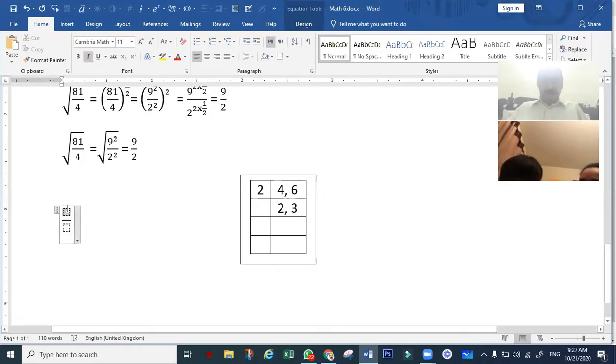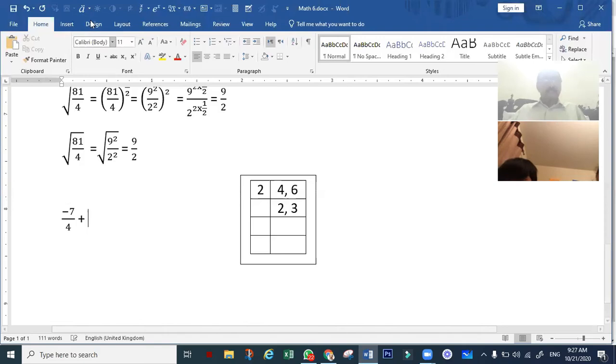क्या बेटा? First question is minus 7 over 4, minus 7 over 4, plus 7 over 6. शाबाश शाबाश. आप बोले हो ना सही.